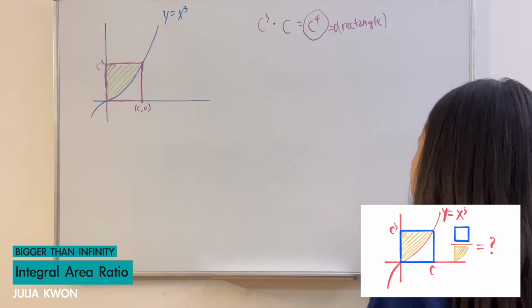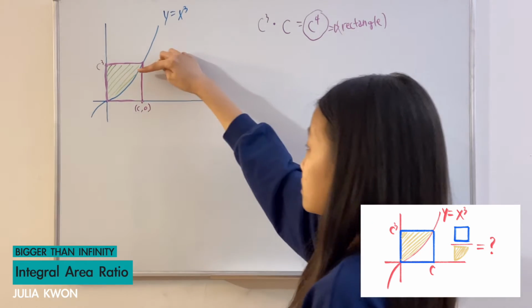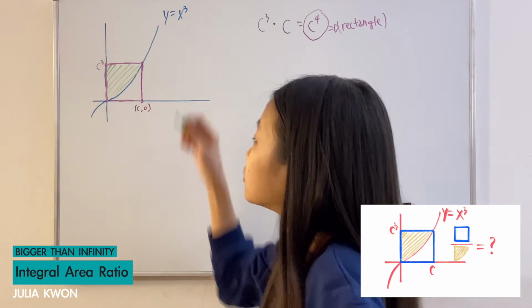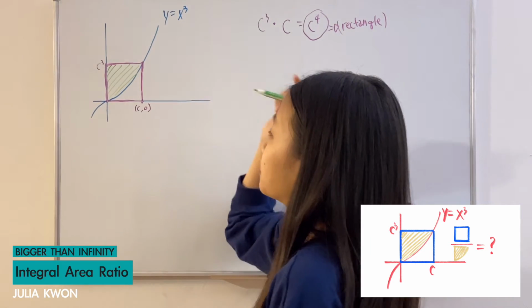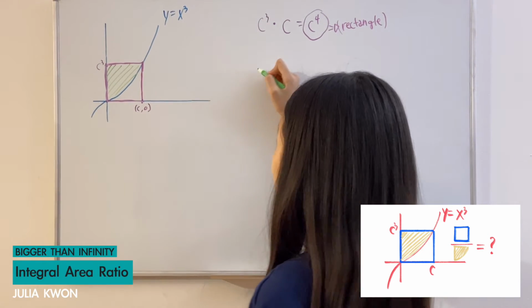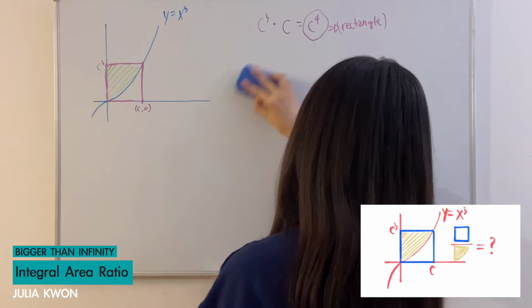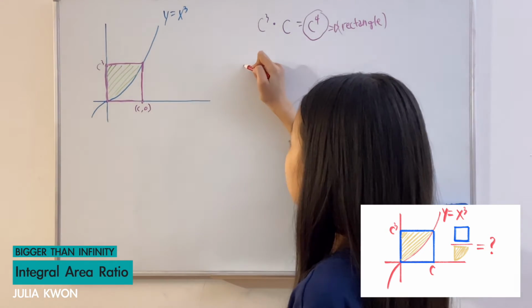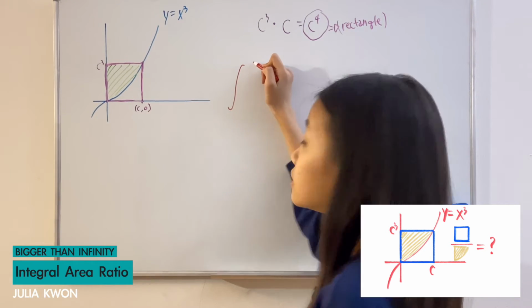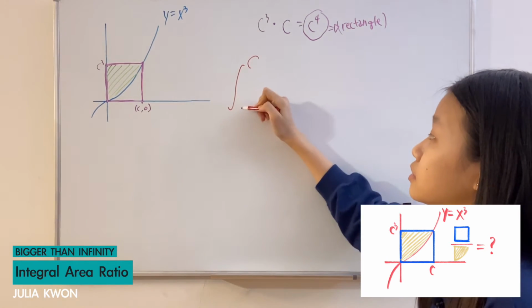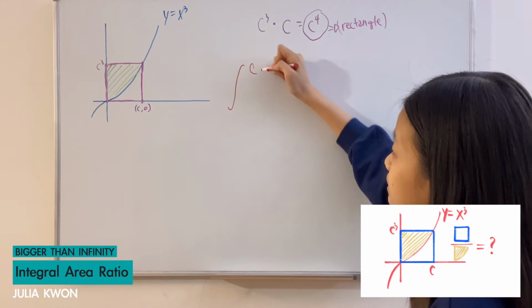And now to find the area of this green shaded part, we would have to take the integral. Hold on, I'll use a different color. You would have to take the integral over the interval 0 to c.